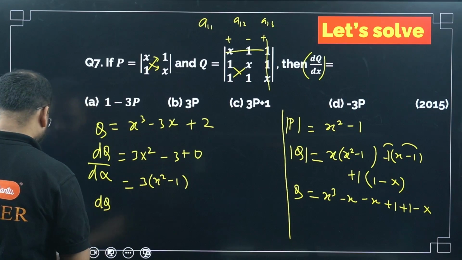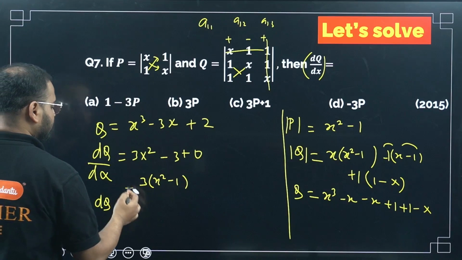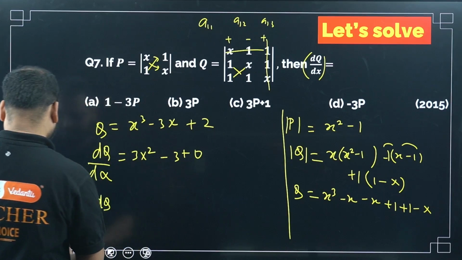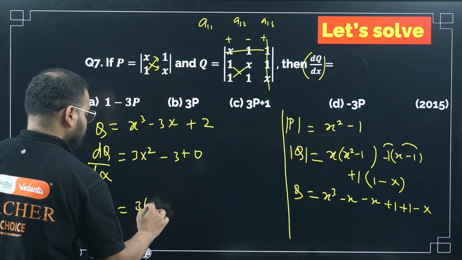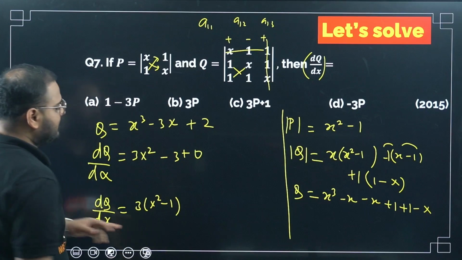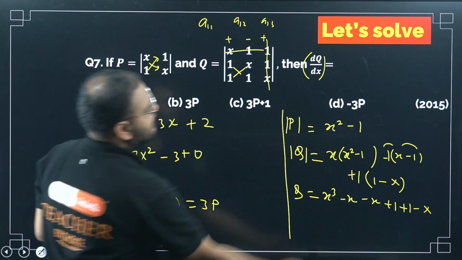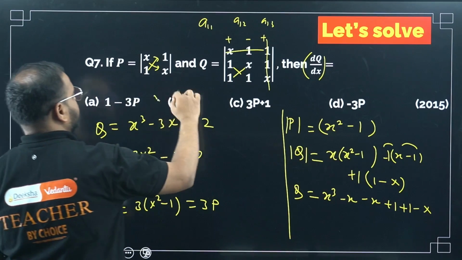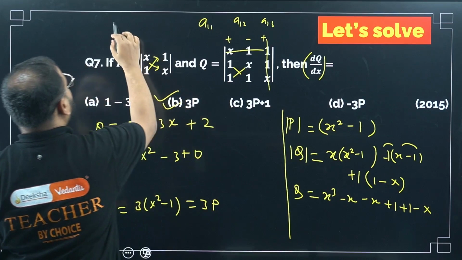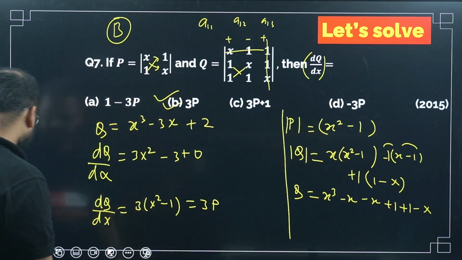How much is that? Simply dq by dx is 3 times P. Please check here. What is P? Okay, option number B. Option number B is my correct answer. Simple, very, very simple. Let's move on.